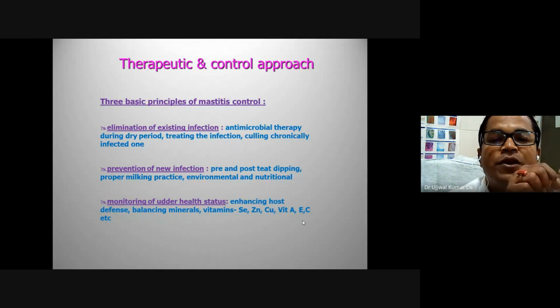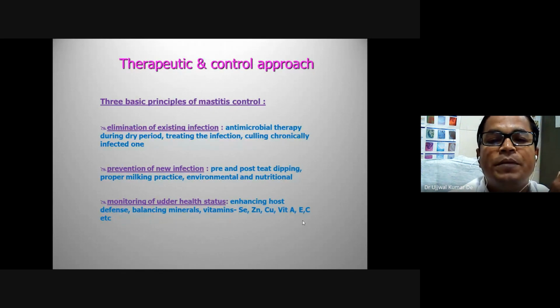Suppose at this point of time you visit any dairy farm and you get 5 to 10 clinical cases. The first and foremost target is the elimination of the existing internal infections. The animals that are suffering, you treat by antimicrobial therapy. Even in cases not responding to any antibiotic, you have to cull them immediately, otherwise they will spread infection.